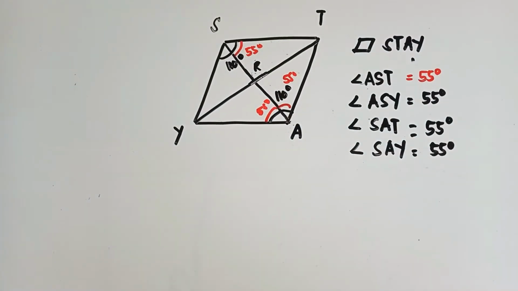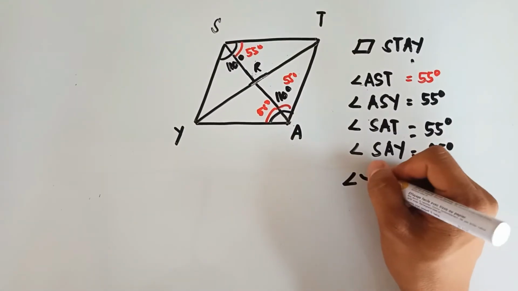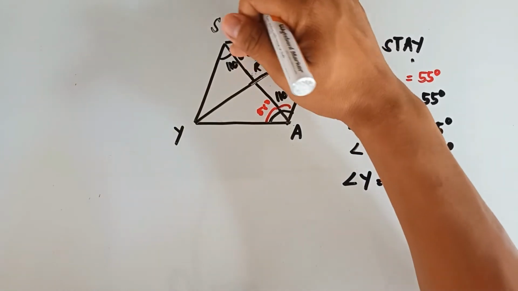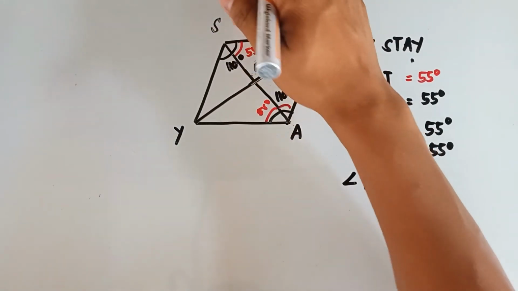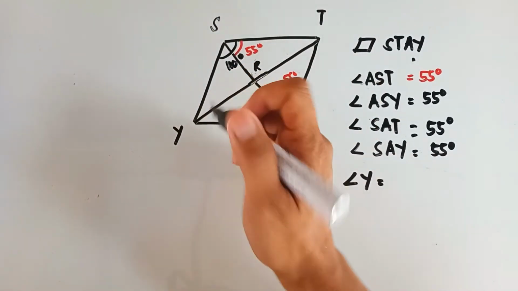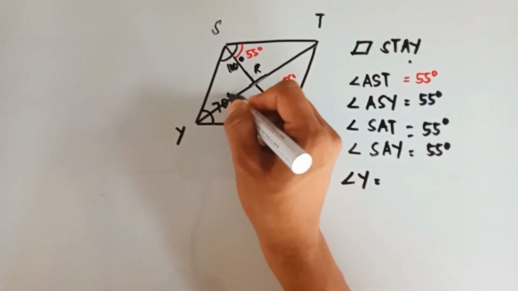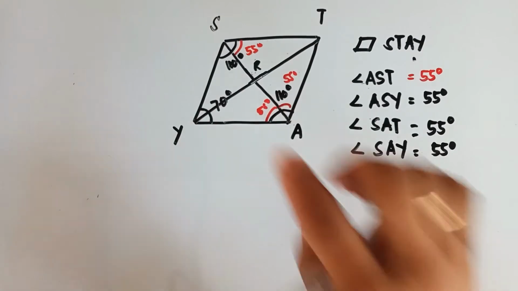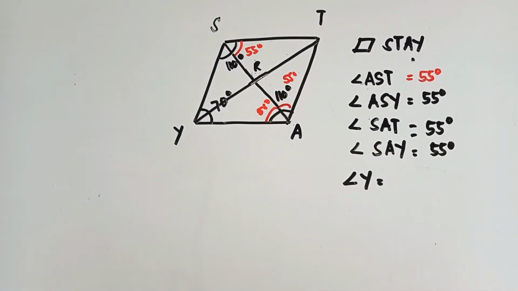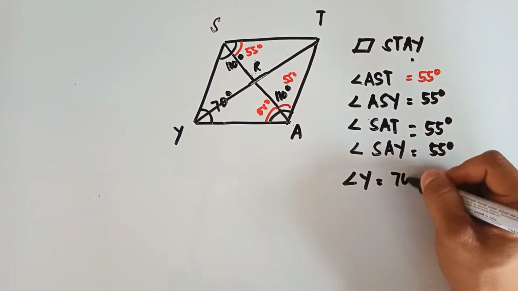Now, what is the measurement of angle Y? Since angle S is 110, the adjacent angle is supplementary, so this is equal to 70 degrees. 70 plus 110 is 180. So this is 70 degrees.